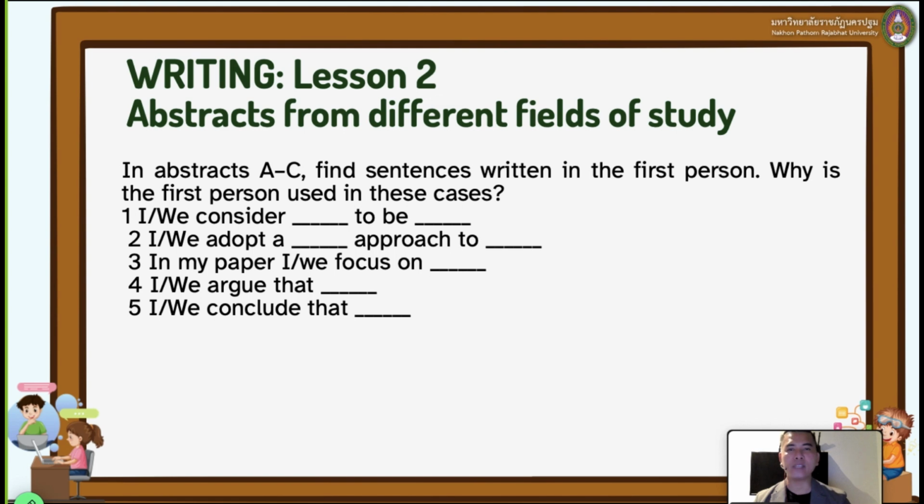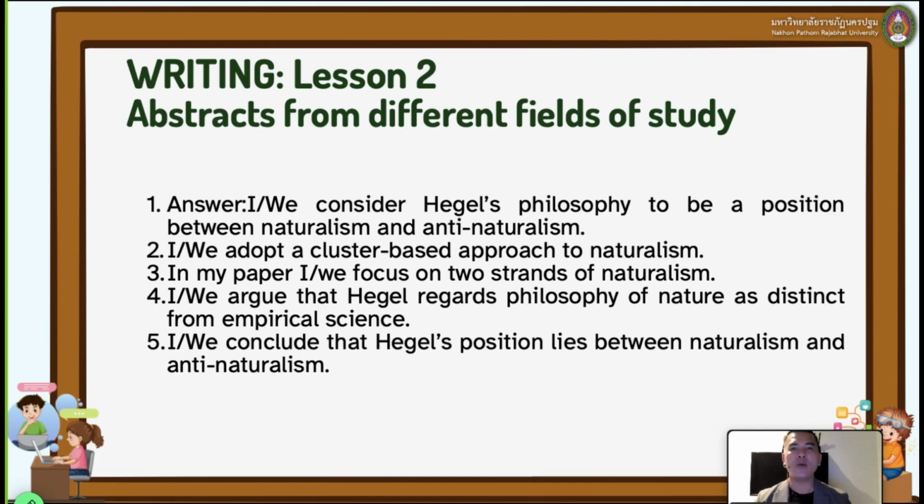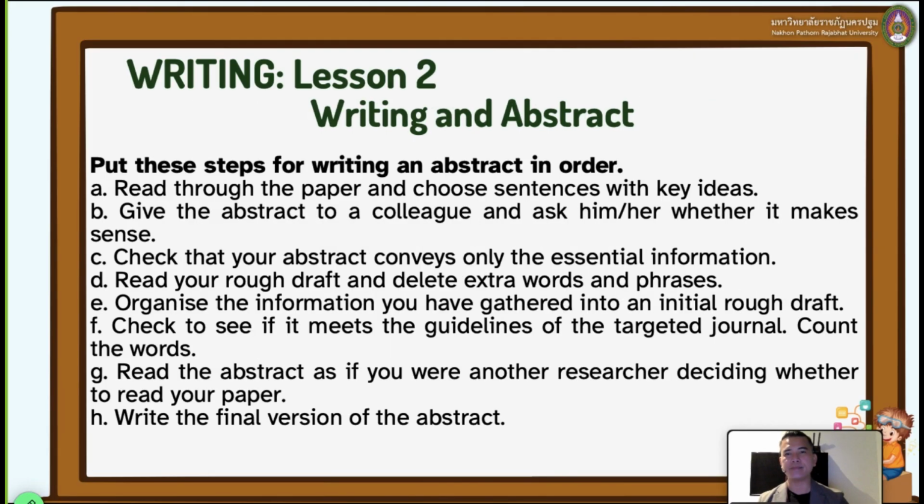In abstracts A to C, find sentences written in the first person. Why is the first person used in these cases? We consider Hedges' philosophy to be a position between naturalism and anti-naturalism. We adopt a cluster-based approach to naturalism, and so on. Okay, this is the answer.